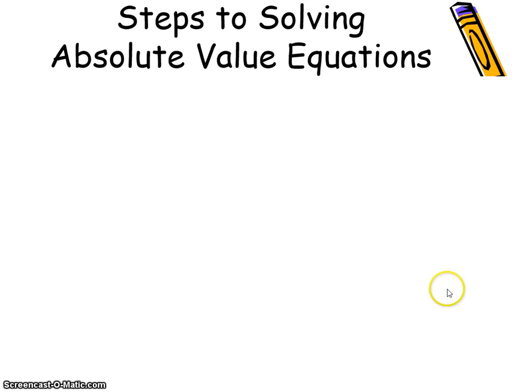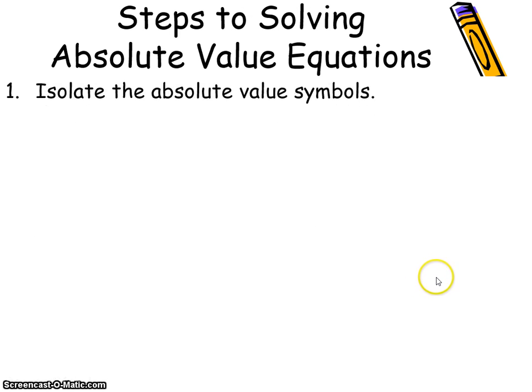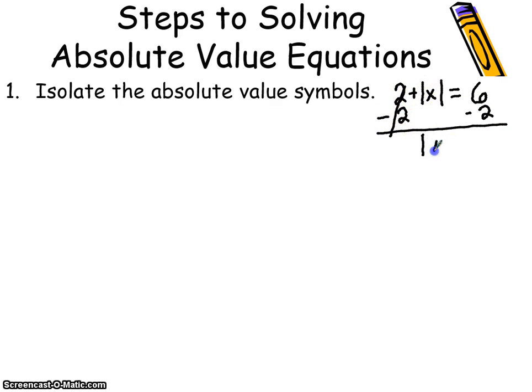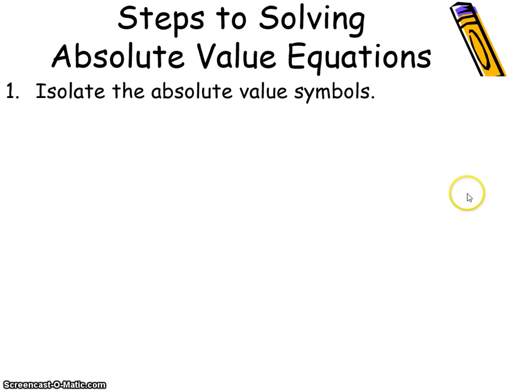Now let's talk about the steps to solving an absolute value equation. First, you have to isolate the absolute value symbols. So for example, if we have 2 plus the absolute value of x equals 6, the absolute value symbols are not isolated. So we have to take away that constant from each side. 2 minus 2 will be 0. 0 plus absolute value of x will be the absolute value of x equals 6 minus 2, which is 4. This is an isolated absolute value symbol, whereas this was not. So our first step is to isolate that absolute value symbol.